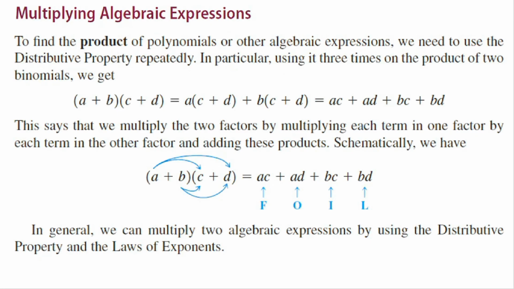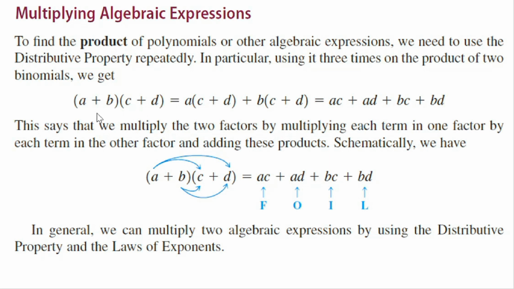Okay, now let's proceed to the other operation. We have multiplying algebraic expressions. To find the product of polynomials or other algebraic expressions, we need to use the distributive property repeatedly. In particular, using it 3 times on the product of two binomials. So for example here, the quantity A plus B times C plus D.